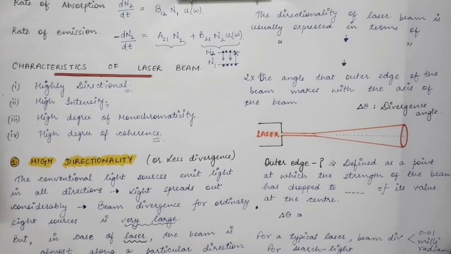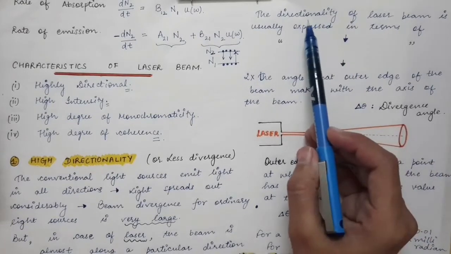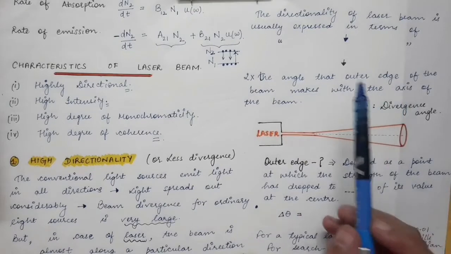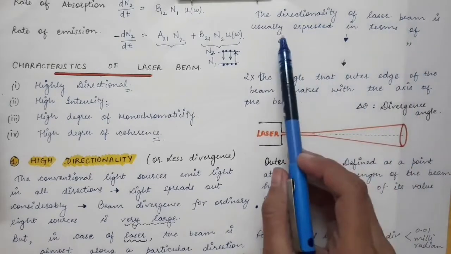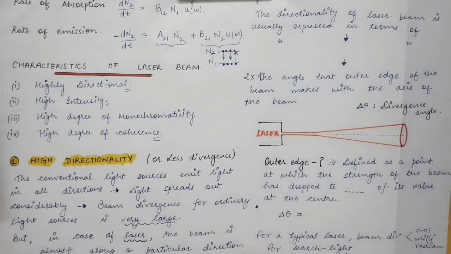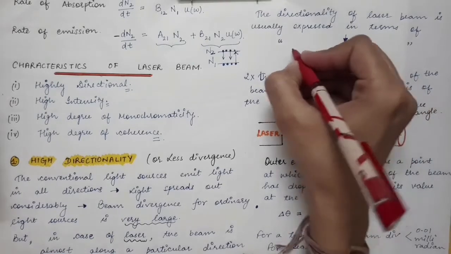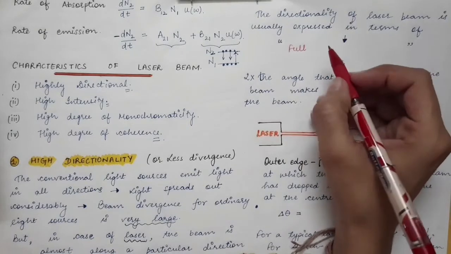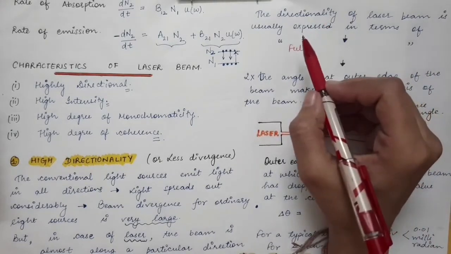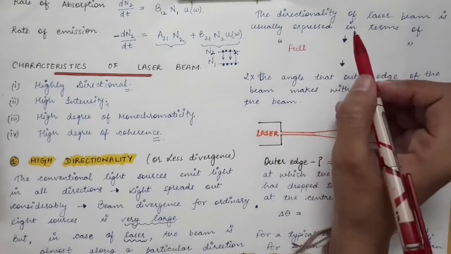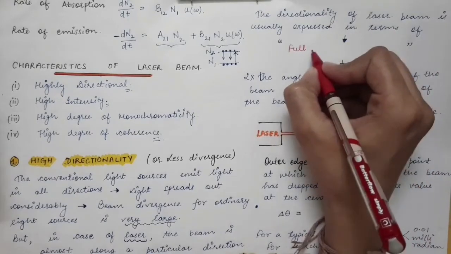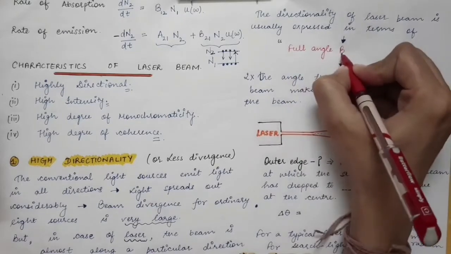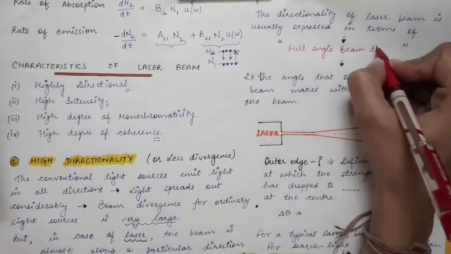Now the directionality of a laser beam. How do we define the directionality? How do we measure, or how do we express it? The directionality of a laser beam is usually expressed in terms of full angle beam divergence. So there must be a particular quantity by which we measure the directionality, and the directionality of a laser light is measured in terms of full angle beam divergence.